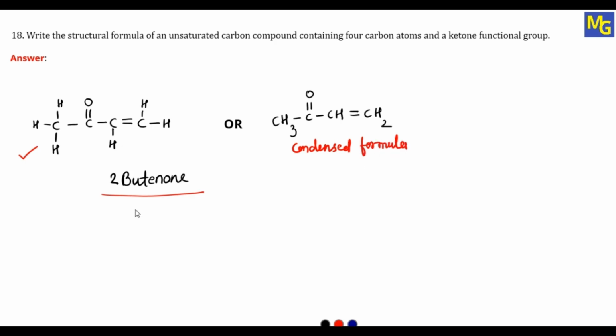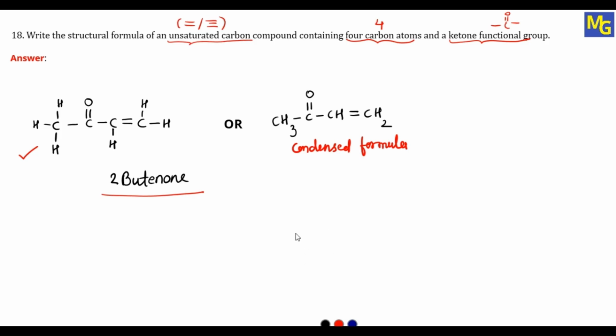So we will see how we got this structure. First, as they have told, we have to take an unsaturated carbon compound. Unsaturated means the compound which has a double bond or triple bond. Again, it should have 4 carbon atoms, and then it should have a ketone functional group. So these are all the conditions we have to take into account while writing this formula.